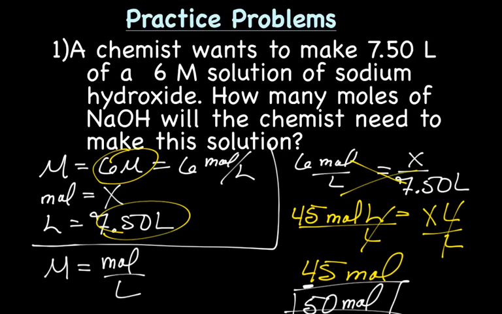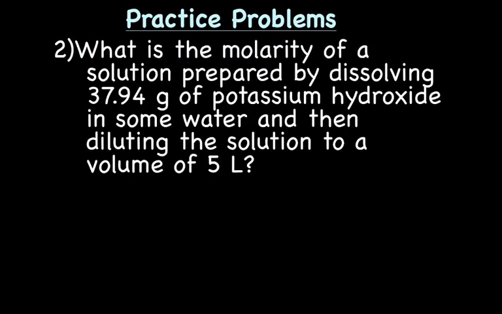All right, let's try another one. What is the molarity of a solution prepared by dissolving 37.94 grams of potassium hydroxide in some water and then diluting the solution to a volume of 5 liters? I don't want to have 1 sig fig this time, so let's make this 5.